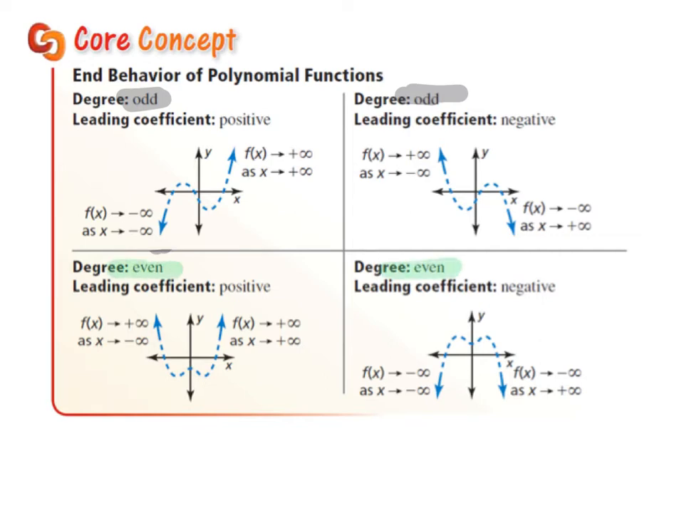If they are even degrees, like quartics and quadratics, that means they are both going in the same direction. Notice they are both going up on this one and they are both going down on that one. So the general graph is going to look like something like that.